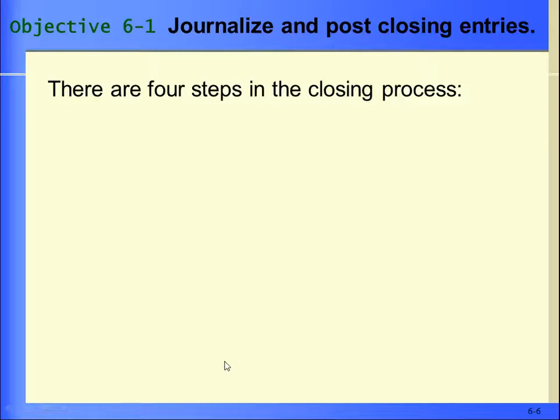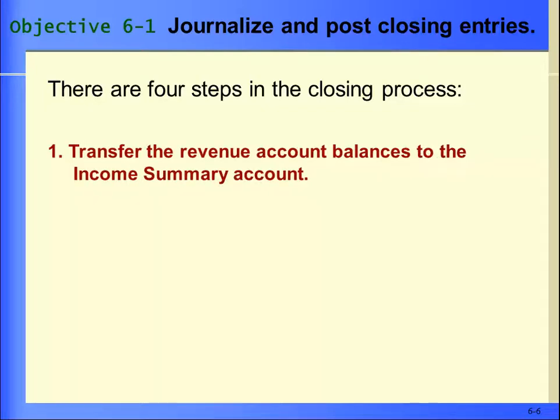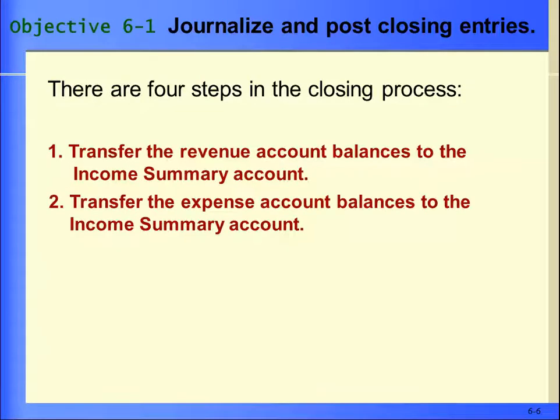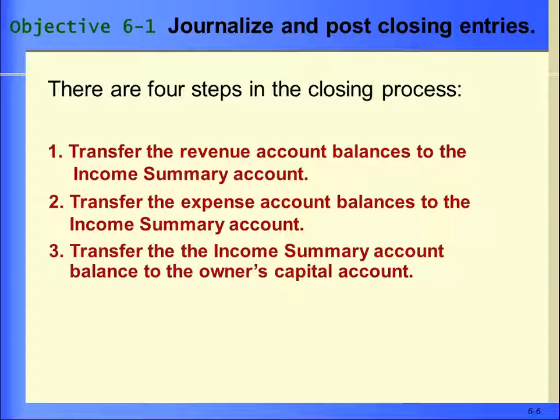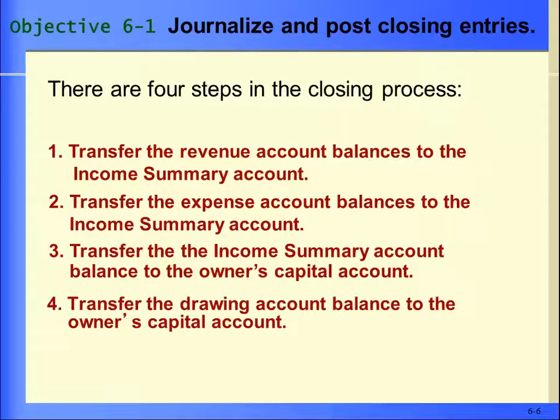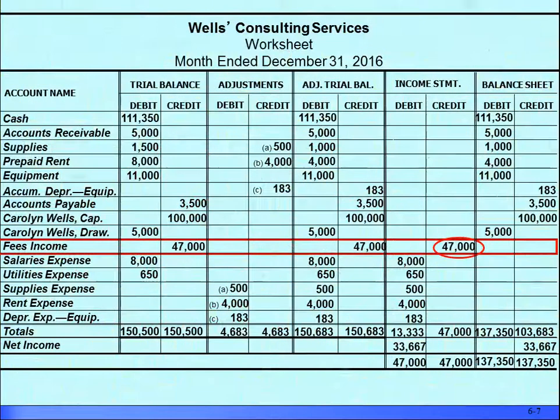There are 4 steps in the closing process. Like I had mentioned, we transfer the revenue accounts, we transfer the expense accounts, and both of those go to the income summary account. Then the net of the income summary account will go to the owner's capital account. In essence, we're closing out the income statement to the balance sheet. And the 4th step is transfer of the drawing account, which is going to be a reduction to the owner's capital.